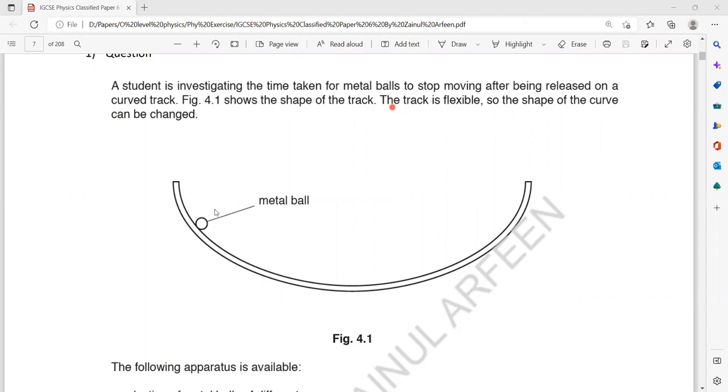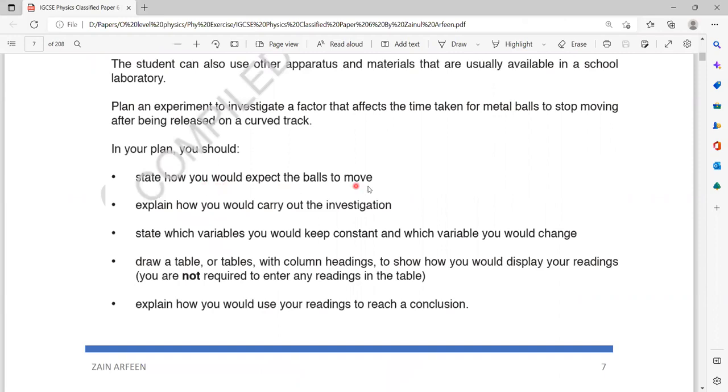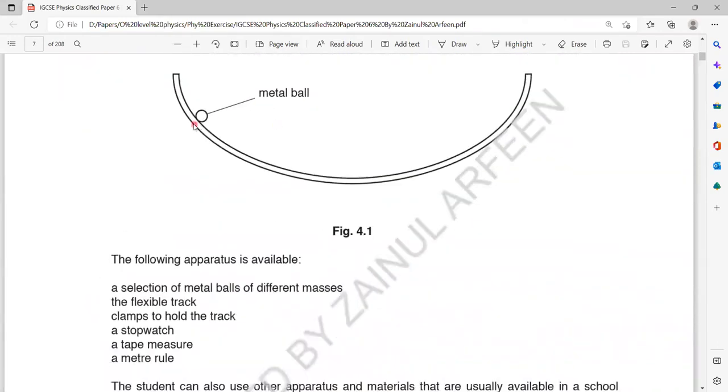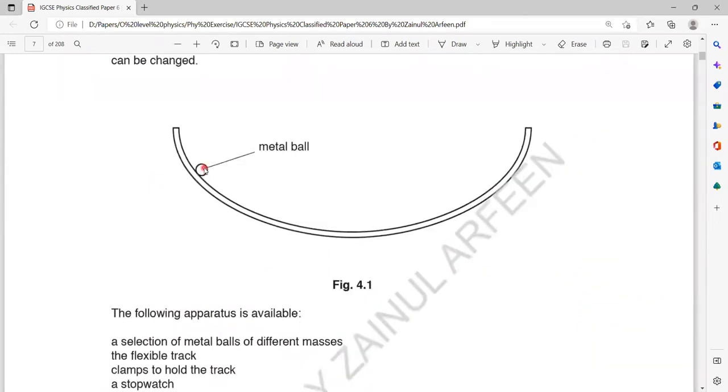So the first part, state how you would expect the ball to move. How will you expect the ball to move? How the ball will move if you are doing this experiment and you release a ball on a circular track, and what do you expect how the ball will move? So back and forth, to and fro, it will move. It will go forward and backward several times, eventually it stops.